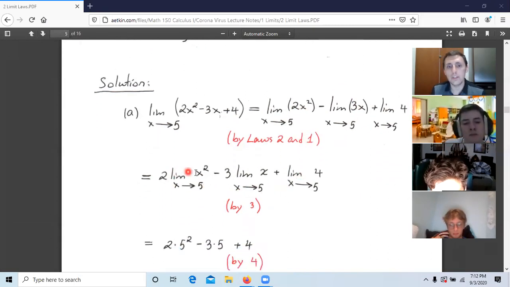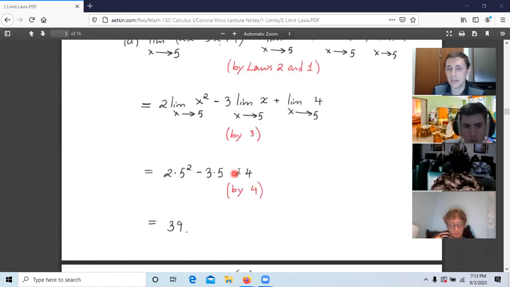And now each of those limits, I already know how to evaluate. This is recursively using the product law, and this is using just tautology: as x goes to 5, x is obviously going to 5. So then I have 39 as my answer. You see, I justified each step by quoting the limit law that I used.